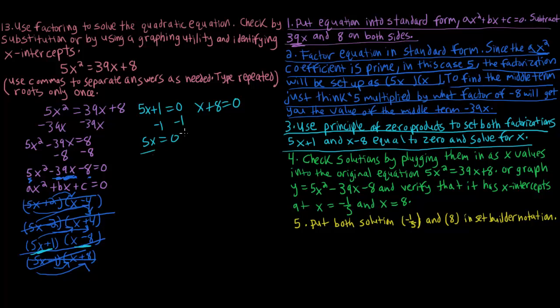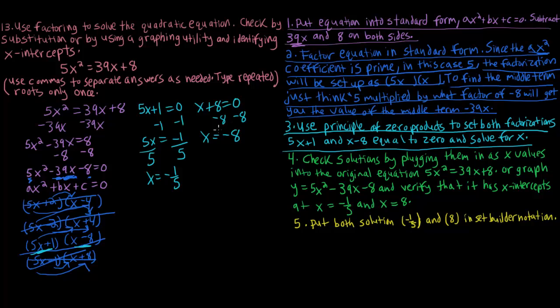Or 5x equals negative 1. Divide 5 on both sides to get x by itself. X equals negative 1/5. And then subtract 8 from both sides here. X equals negative 8.